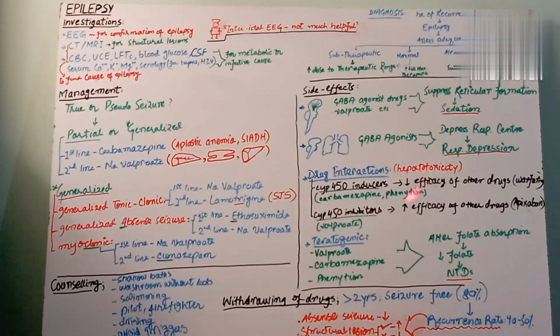Sodium valproate has many other side effects that I mentioned here. I'm going to tell you in detail about this in a few minutes. But these are the side effects which are specific for sodium valproate. Like, this is a pancreas picture. Sodium valproate irritates the pancreas and causes pancreatitis.